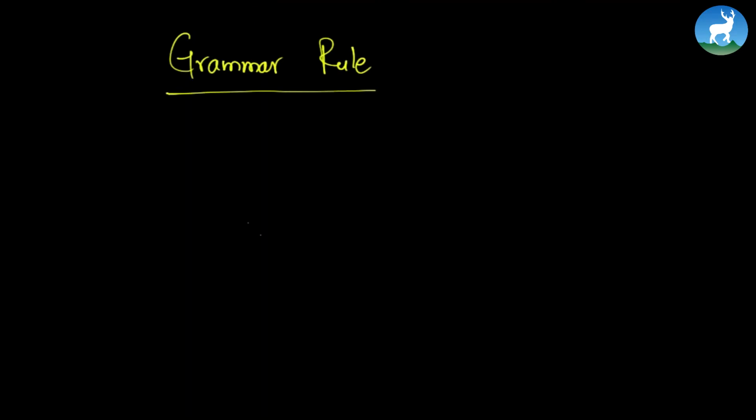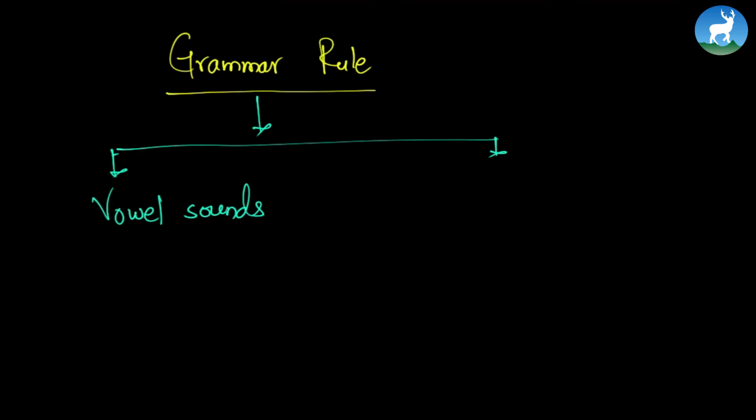The simplest form of grammar rule that decides the use of articles is the sound. Now we are talking about the sound. How many kinds of sounds are there? There are in fact two kinds of sounds. The first one is called vowel sounds, and the second one is called consonant sounds. So we have two different sounds.